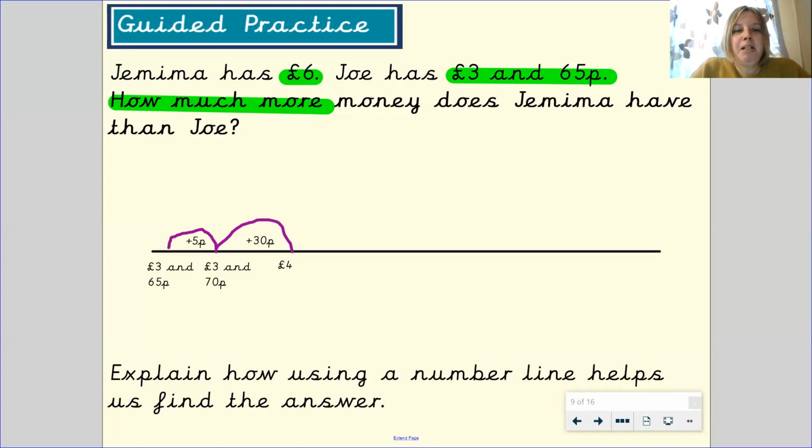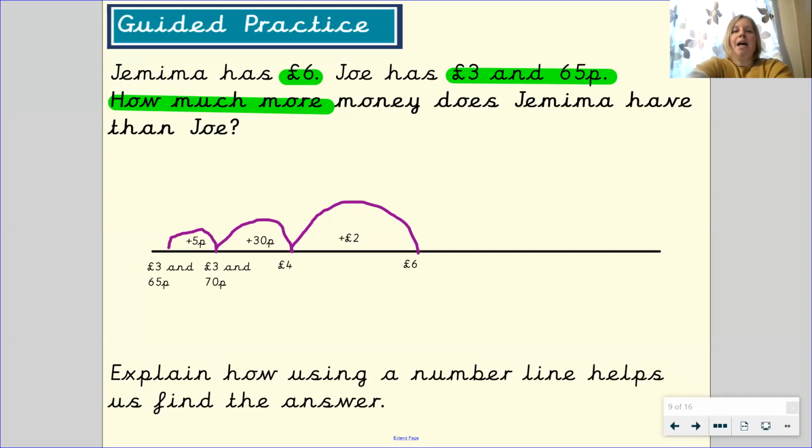And I can show this on my number line by showing the jumps. This shows me I've added 5p, and this shows me I've added 30p. I know I need to make £6 because Jemima has £6. So I can place £6 here on my number line. I now need to work out how many pounds I am adding to get from £4 to £6. Pause your video and have a go to see what amount would go there. So we have added £2.